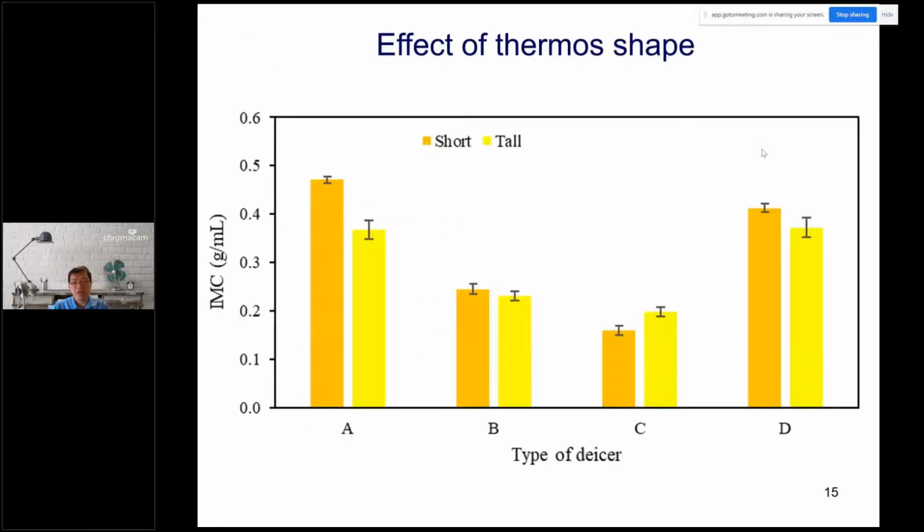Starting from the shape of the thermals, we had two different types of thermals. One is short, one is tall. You can see that in the next slide. We're required to test 4 representative de-icers with this variation and then compare the results.